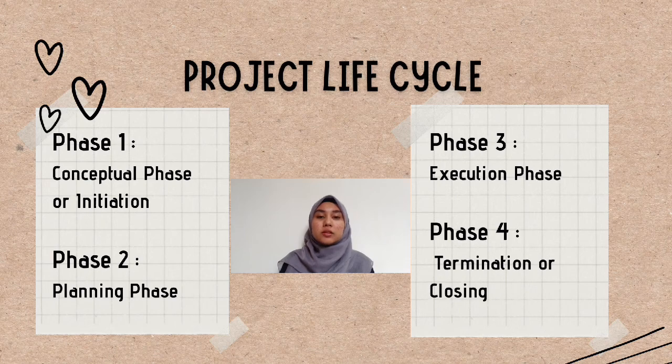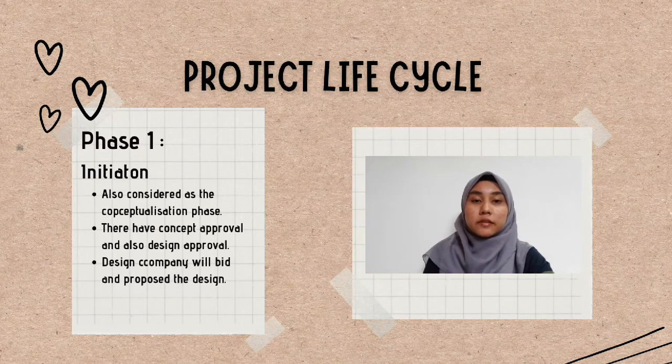Now we move to the second content, which is project life cycle. In this project life cycle, there are 4 phases. Phase 1 is the conceptual phase, or we call it initiation. Phase 2 is the planning phase. Phase 3 is the execution phase, and lastly, phase 4 is termination, or we call it closing. These are the 4 phases in the project life cycle.